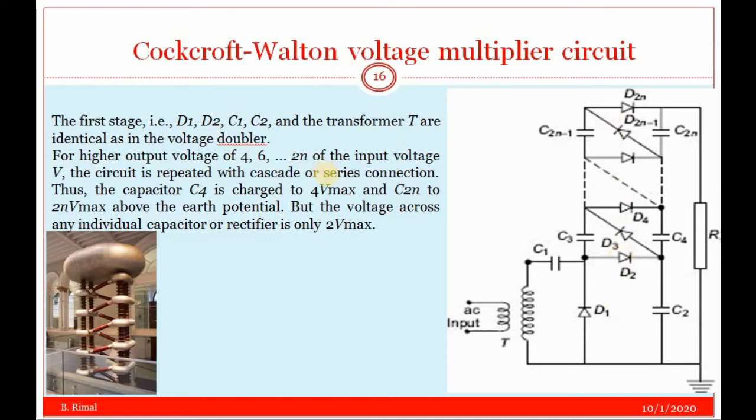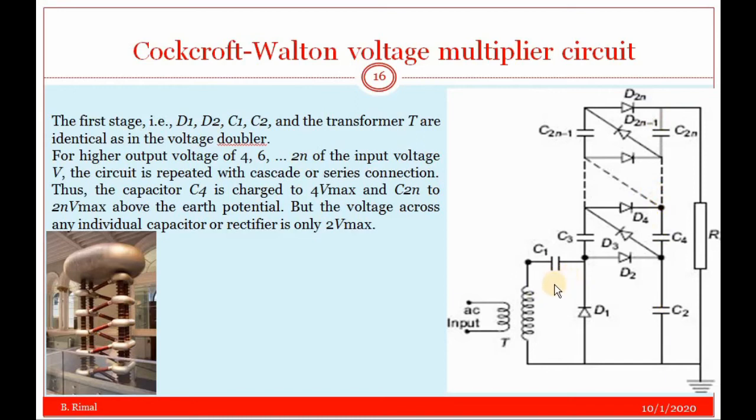For higher output voltage, that is 4 times, 6 times or 2n times of the input voltage, the circuit is repeated in cascade as shown in figure. Here each capacitors C2, C3, C4, C2n are charged up to 2 Vmax, and C1 is charged up to V1 or Vmax, as we already discussed in previous voltage multiplier circuit discussion.